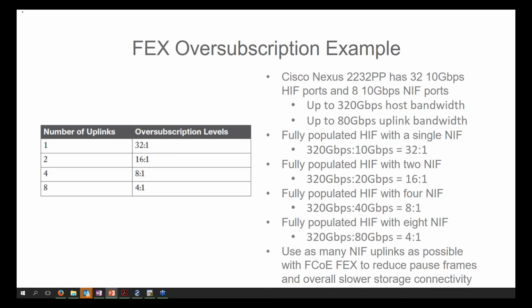So if you fully populate the host interfaces and you have a single network interface connecting to the parent switch, your oversubscription is going to be 32 to 1. If you go to 2 network interfaces, it's going to drop to 16 to 1, and so on until you get them all to 8 and 4. You're going to want to do everything in powers of 2. Otherwise, you're going to have a bad hash algorithm for uplinks.